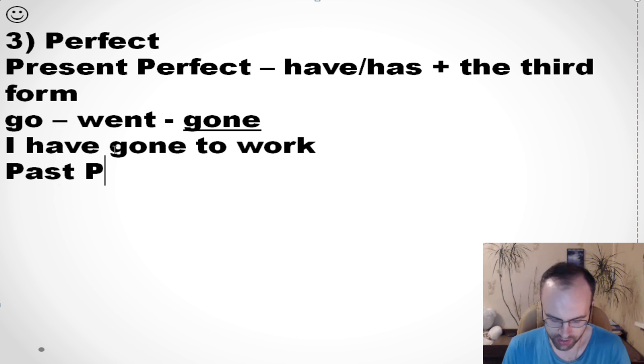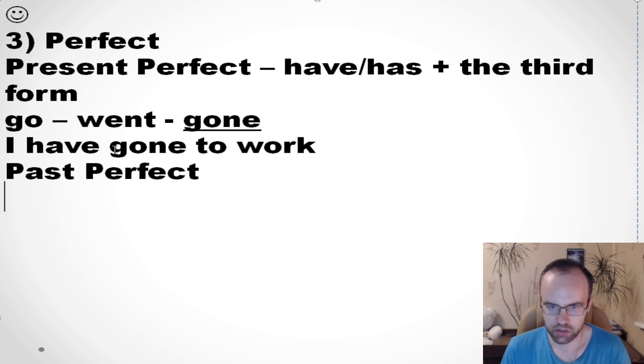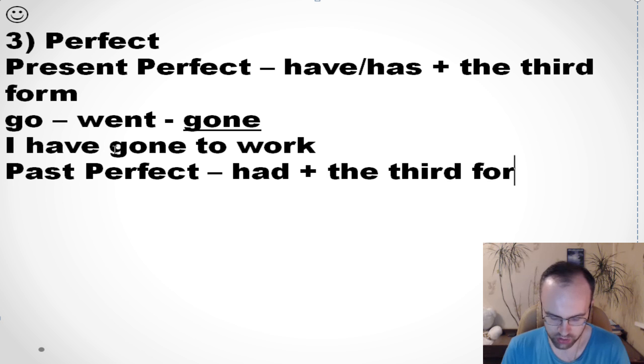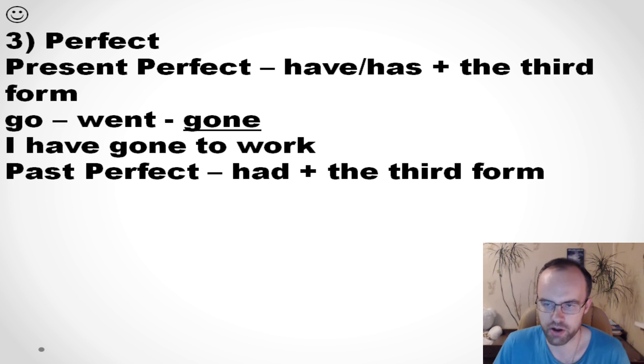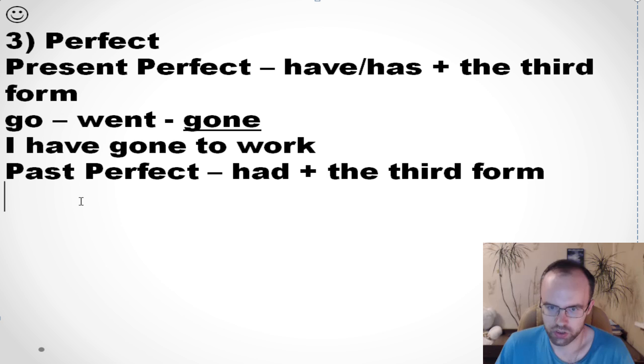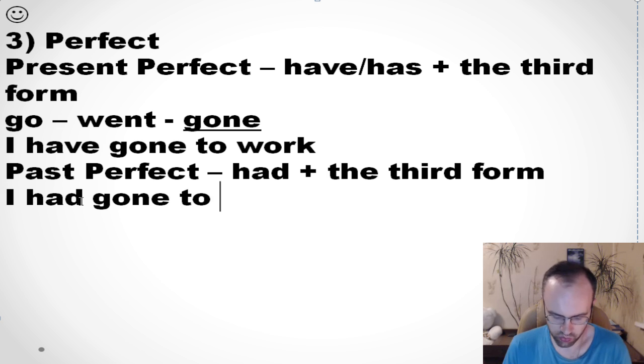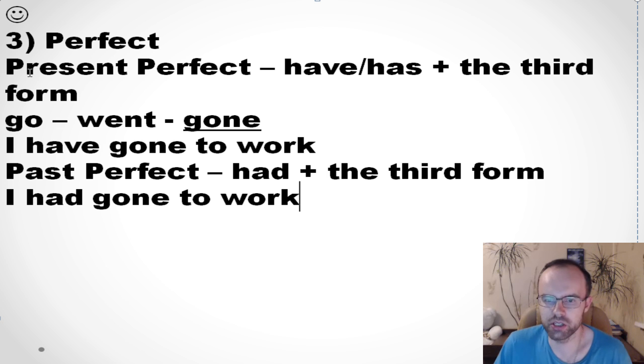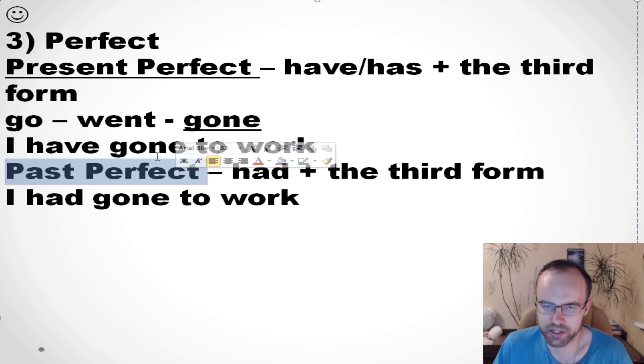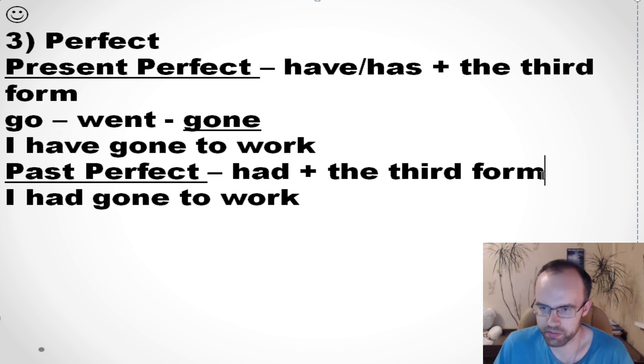Then you need to look at past perfect. So it's had plus the third form, right? So you see, I had gone to work. We mostly see it in complex sentences. It means one time before.